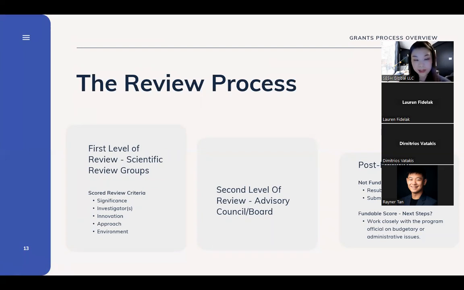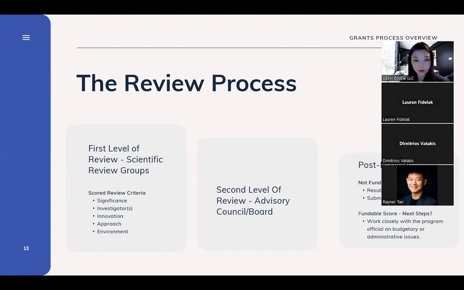And reviewers will provide an overall impact score to reflect their assessment of the likelihood for the project to exert a sustained powerful influence on the research fields involved, considering the following review criteria, including the significance of your grant, the investigators, the innovation and the approach part of your grant application, and the environment. Sometimes we will also consider other elements such as the study timeline, the protection for human subjects, and the inclusion of women, minorities, and children in your study.